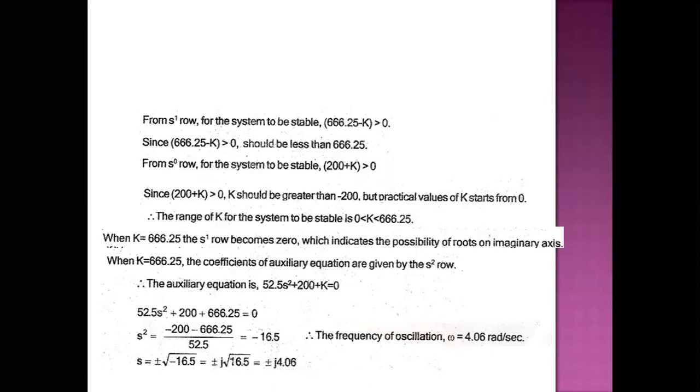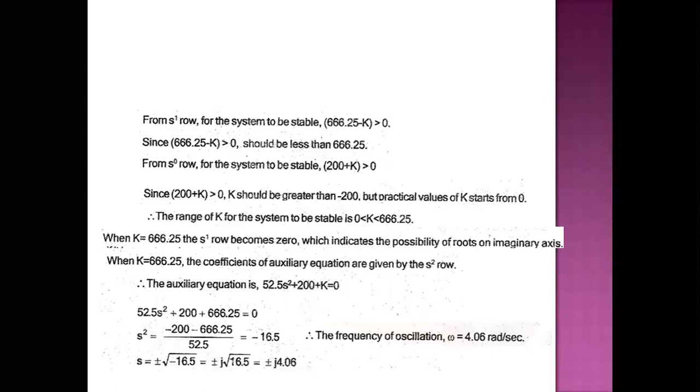So the next element is 200 plus k. This should also be greater than 0. So here you get k value is minus 200, but it should be greater than minus 200. So the range becomes, okay, 0 to 666.25 or minus 200 to 666.25, for which the system will be stable.